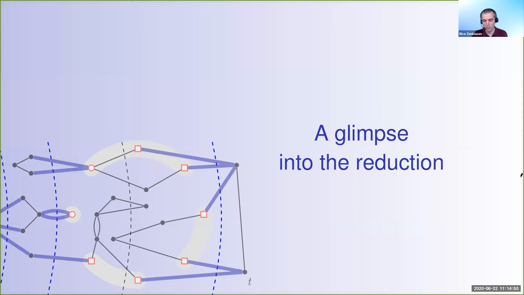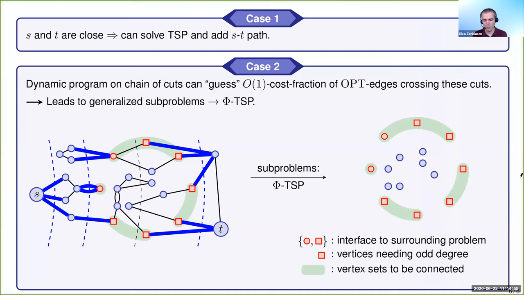Let me start with a somewhat technical observation, which we then have to generalize quite significantly to make our reduction work. Let's look at a path TSP problem. It turns out you're always in one of two cases. Either S and T, the start and endpoint, are very close to each other, in which case it's almost like a TSP problem. So what you can do is just solve TSP on the same instance and then add a path from S to T, and you will have a very good path TSP solution.